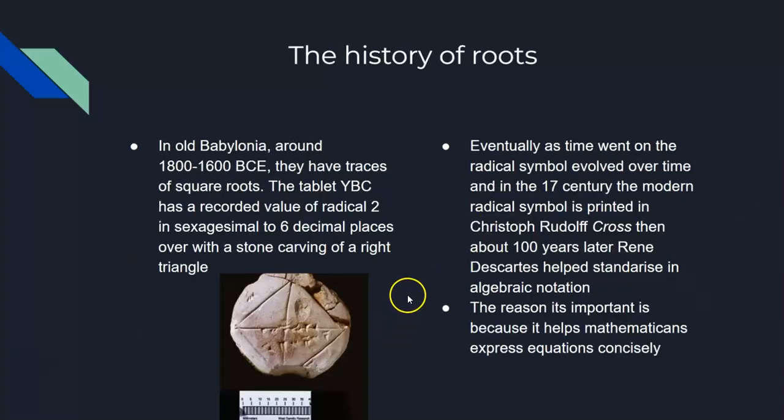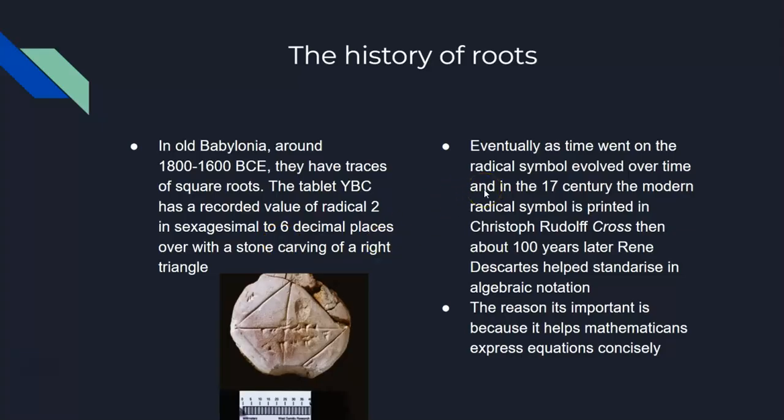So the history of roots: this goes all the way back to Babylonian times and the Greek times. It goes as far back as 1800 to 1600 BCE, and there are records of roots being shown on stone tablets. This is just an image of one that was found. This is a right triangle, and it's a value of radical 2 in sexagesimal. I can't even say this. This is such a hard word to pronounce. I was actually researching how to pronounce it, but I couldn't find it. I think the best I was able to find was sexagesimal, and it goes all the way to 6 decimal places.